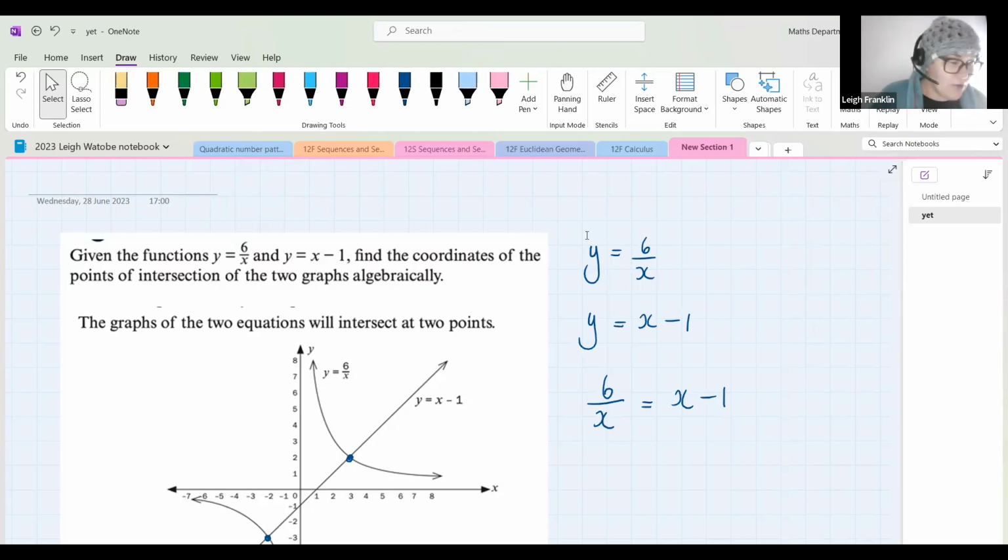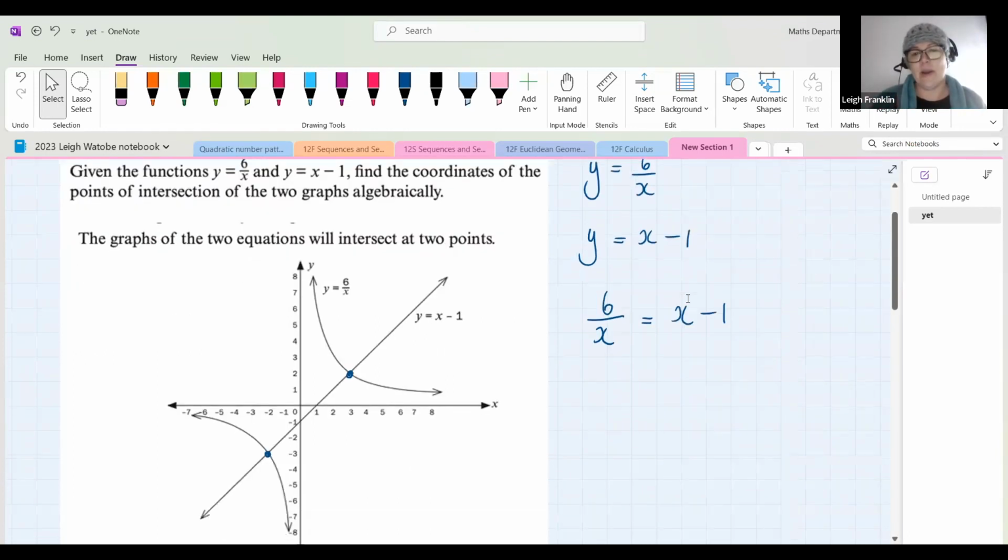So anybody in grade 11, do you know what the next step to solving for x is going to be? What would I have to do next in my equation? Any ideas, grade 11s? What would we have to do next? Cool. Morgan is saying multiply both sides by x. Absolutely. Well done.